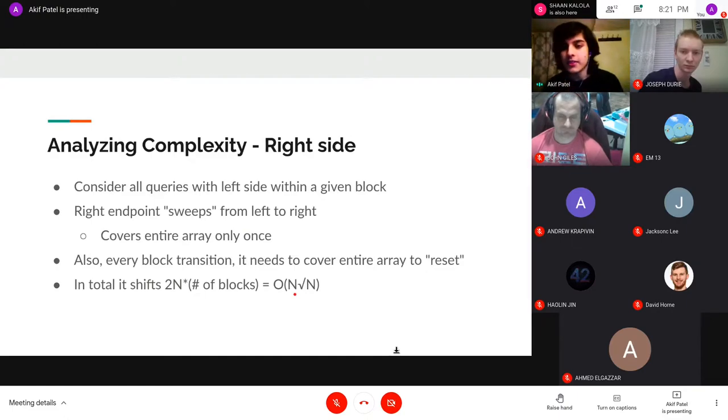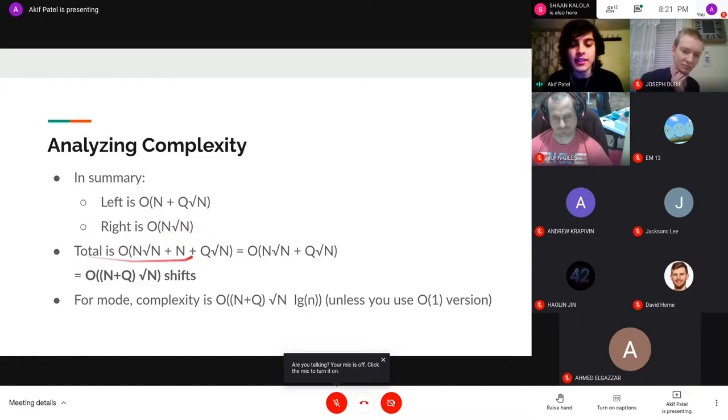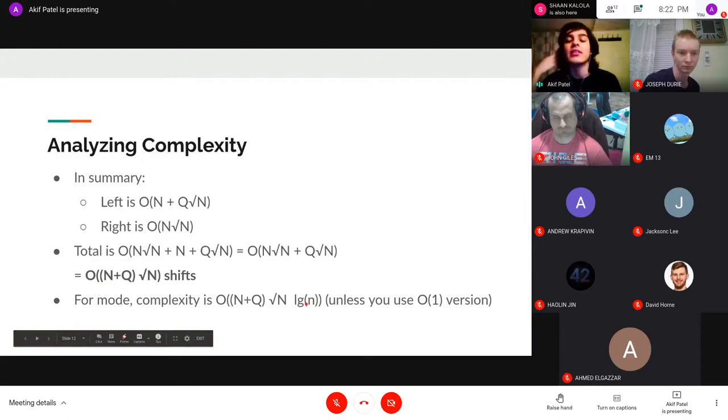No? Okay, let's keep going. So now let's put these two together. In summary, the left endpoint takes n plus q root n, whereas the right takes O(n root n), right? So if you add these two together, you get this. n is dominated by n root n, so that goes away. And this becomes big O of n root n plus q root n, which factors as (n plus q) times root n shifts. Okay. So for this mode problem, remember, the easy way is that each operation takes log n time, right? So overall, this is (n plus q) root n log n time.